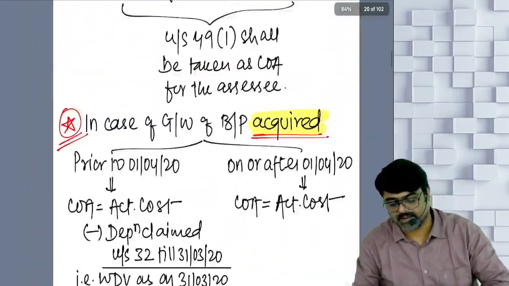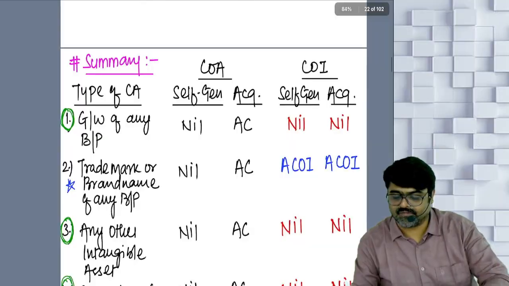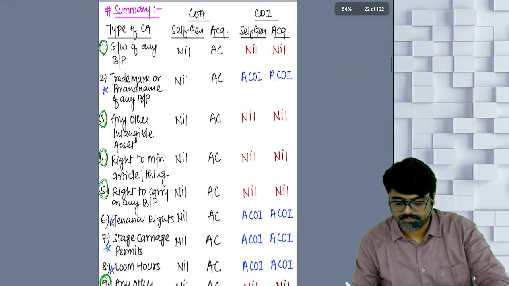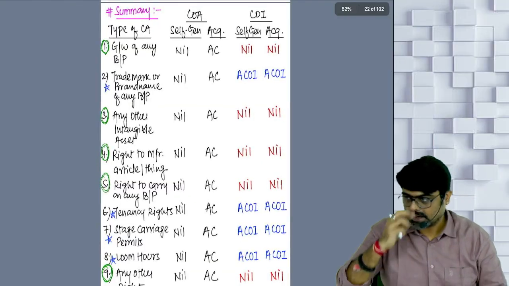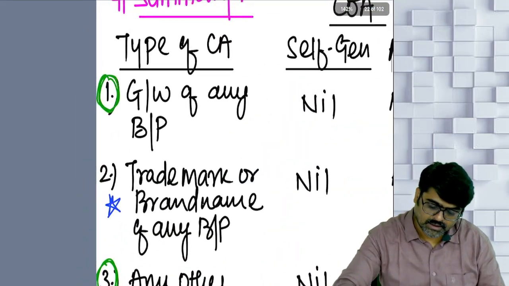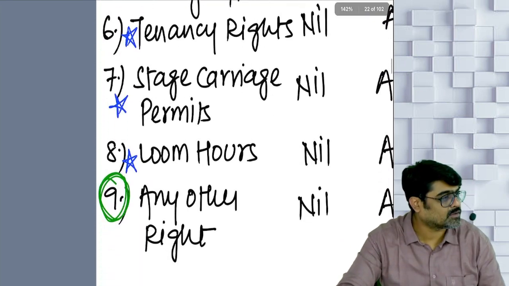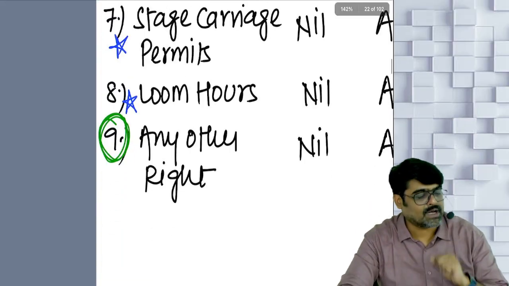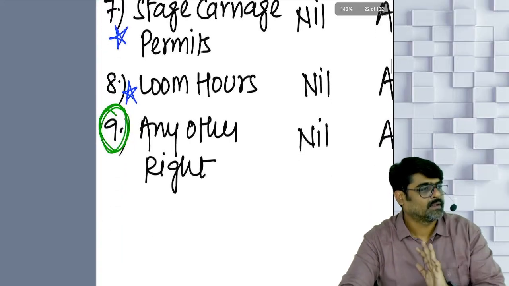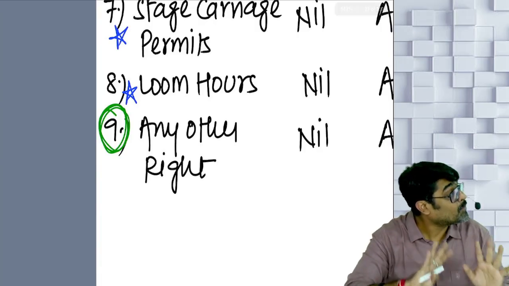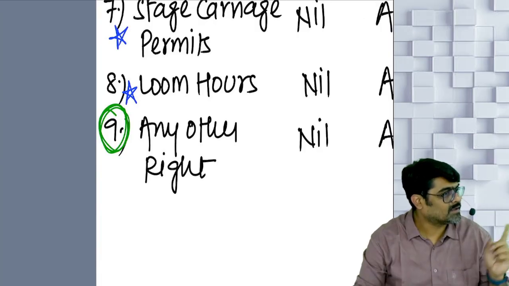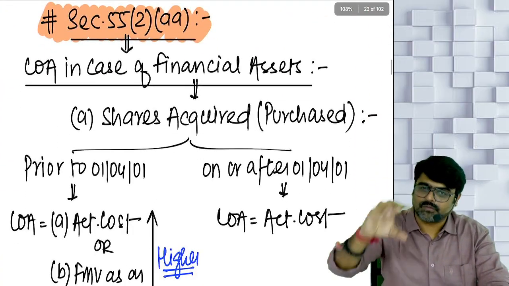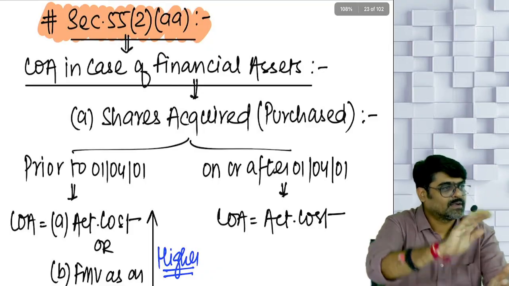This I have already given here. For your kind reference, I have given this summary table over there. So what I have done? I have highlighted the points. Circle, circle, circle, 5 assets. Yes or no? And then star, star, star. In the case of star, actual cost of improvement. In the case of circle, cost of improvement is also taken as nil, whether self-generated or acquired. Will you remember? So the definition of the first asset, intangible asset, is done.